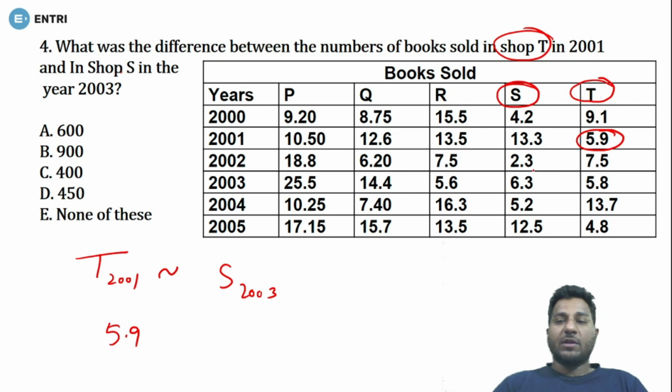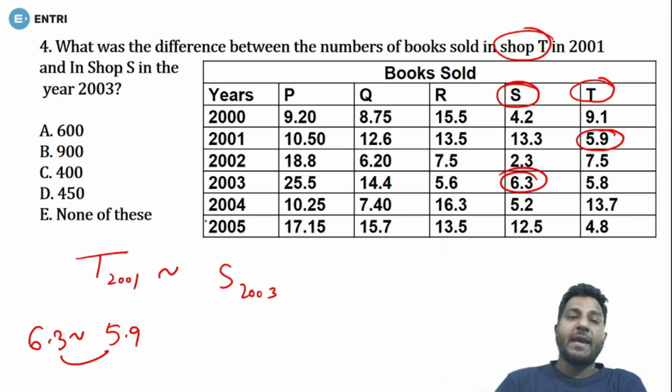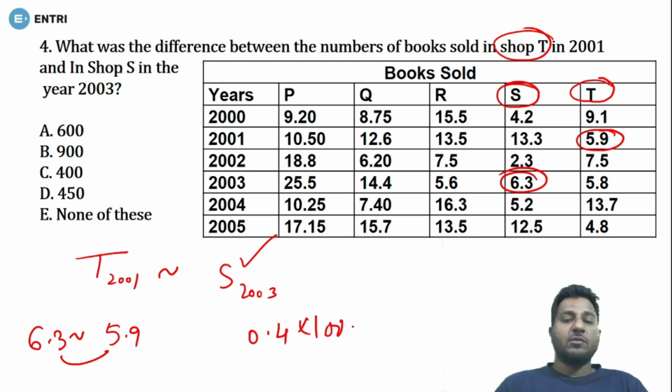2003, 6.3. And the difference means that any one of the shops can be maximum. So difference means S is the maximum. So what would you do? You will take the difference, 0.4 into 1000, and it will become 400.